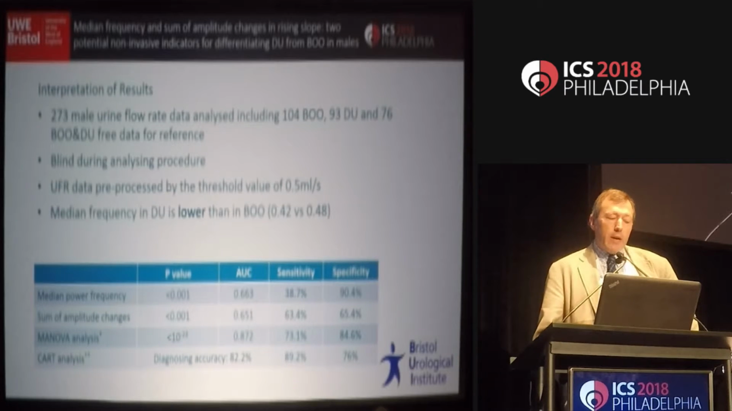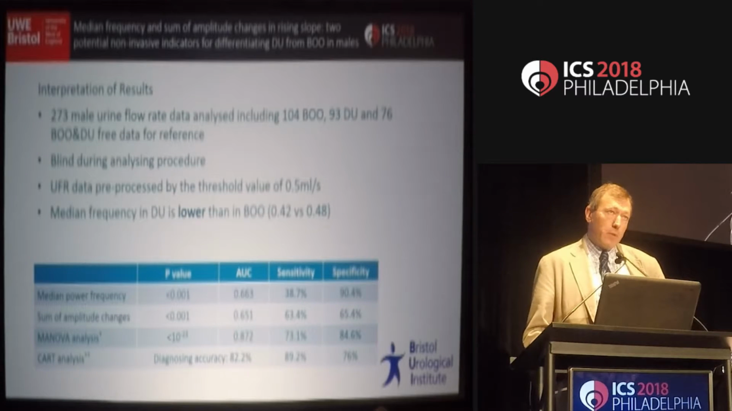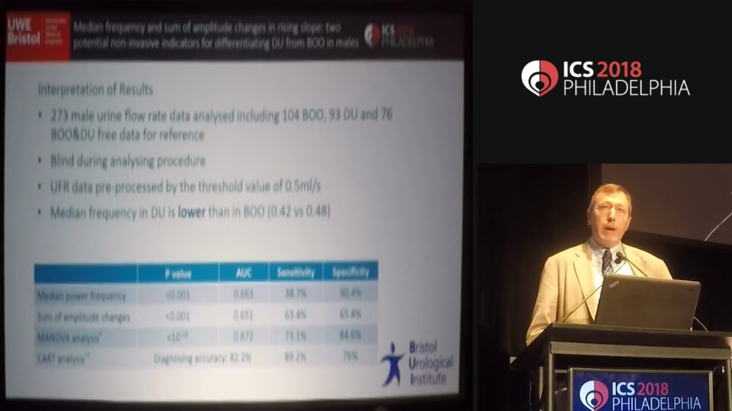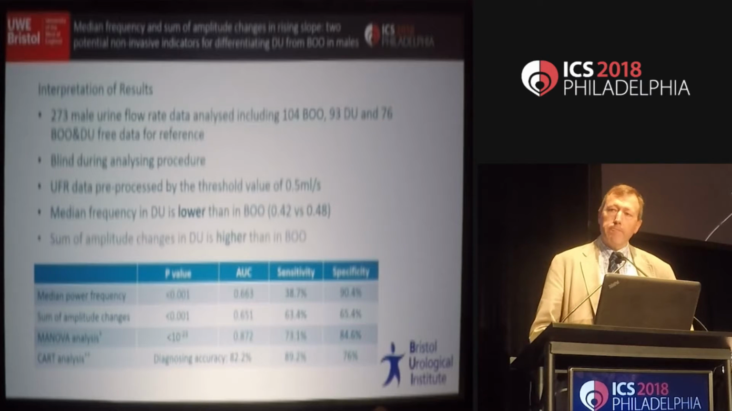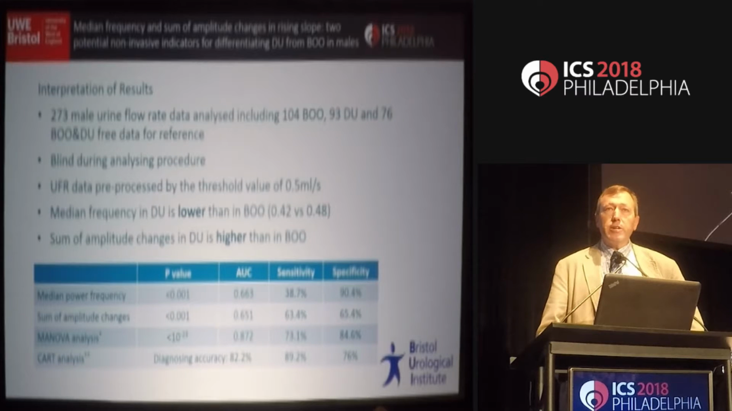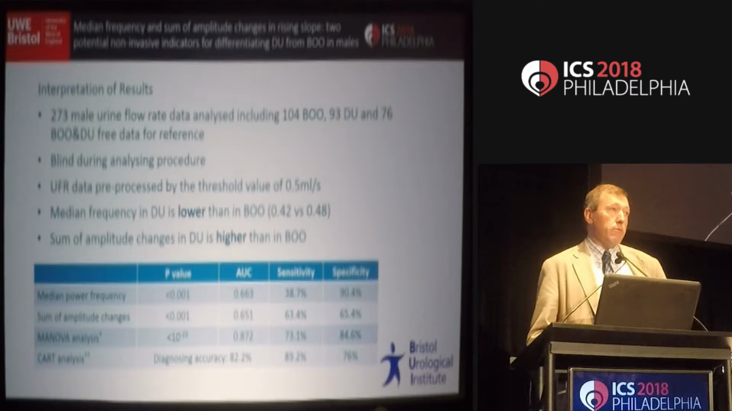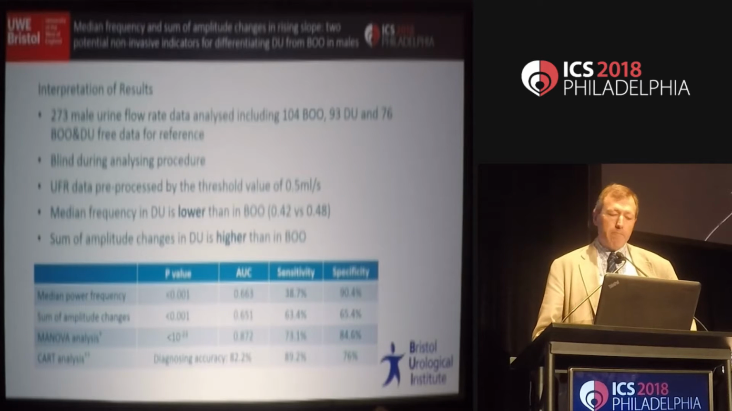If you look at the median frequency, we found that in DU it is lower than in the obstructed patients, which in fact is the opposite to what we expected. I was expecting that a DU patient, as they strain more with skeletal muscle, would have a higher frequency, but in fact it turns out to be lower. However, the amplitude is what we expected, that an underactive patient can create more changes in their flow rate due to, we presume, their straining.